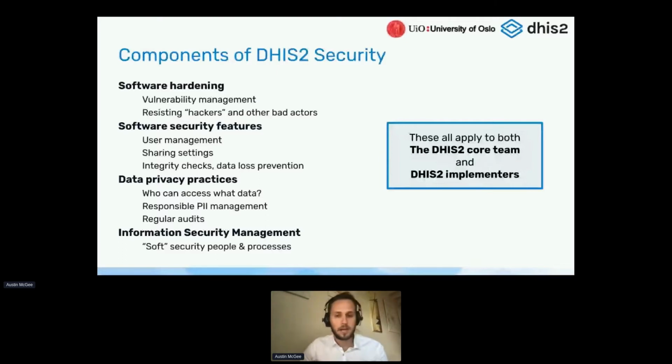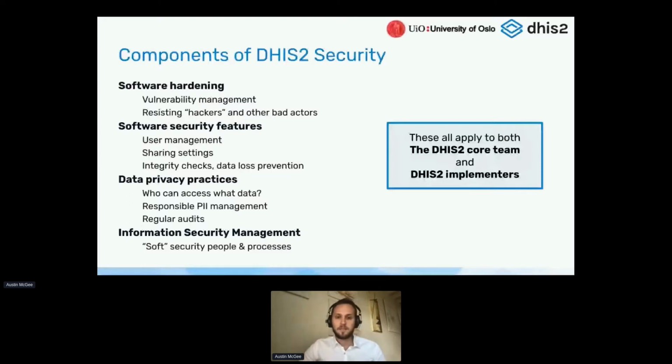Another thing that might come to mind, fairly above the surface for security, are the security features of the DHIS2 software itself. This is things like user management and sharing settings and authorities. It's also things like integrity checks and data loss prevention and audit logging and things like that. So that's another area of investment that we at the core team are working on, and is also something that is of interest to the larger community when it comes to security in DHIS2.